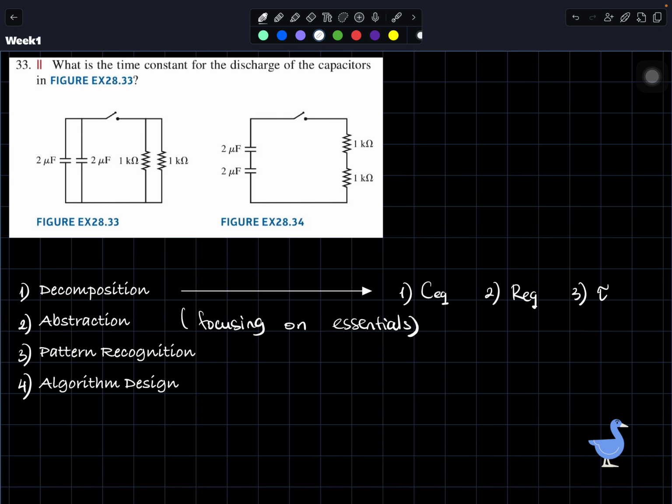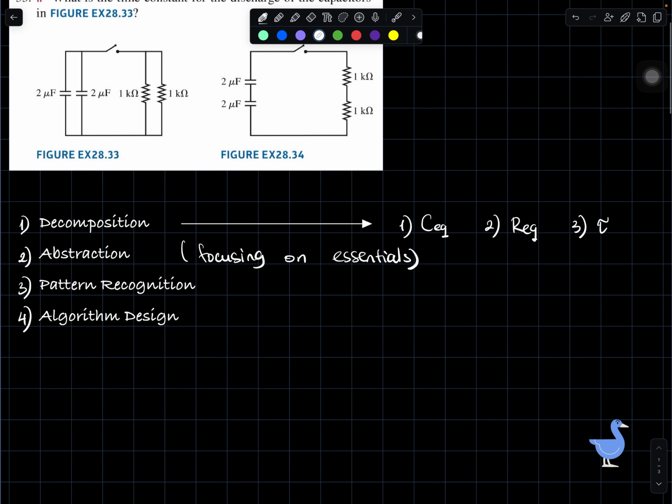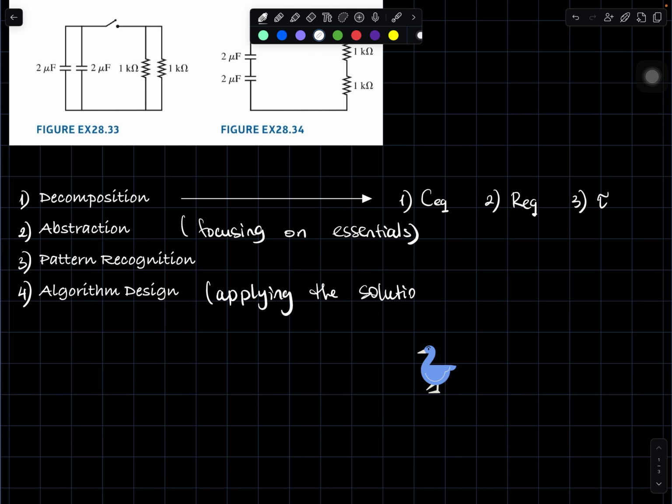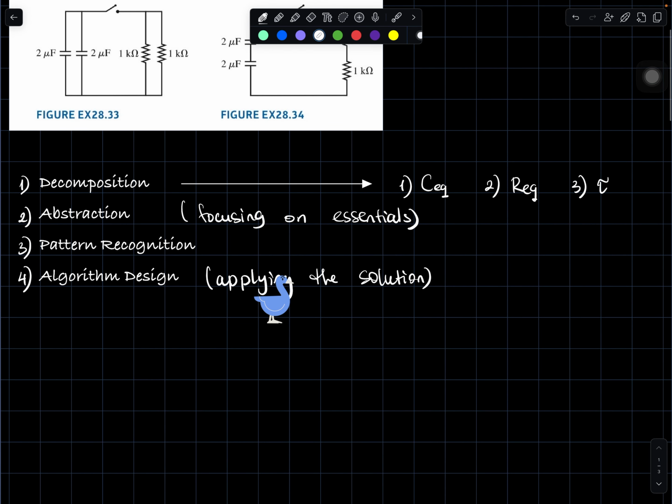And then we have finally our algorithm design. Now in algorithm design we will be applying the solution. Let's start. For finding the equivalent capacitance, which are in parallel, we will be adding them directly. 2 microfarad plus 2 microfarad gives us 4 microfarad.